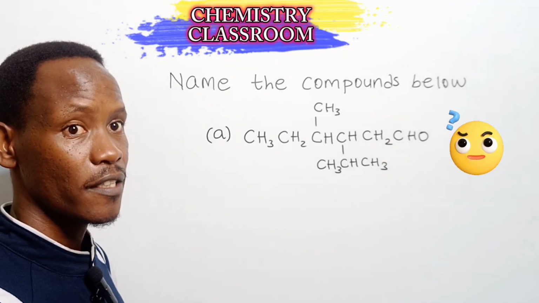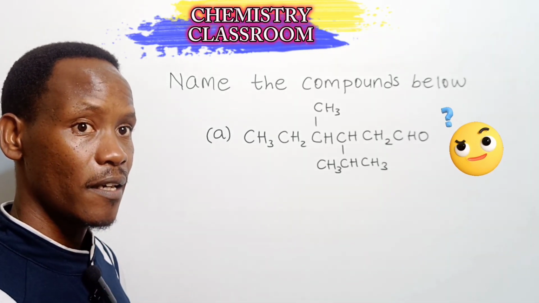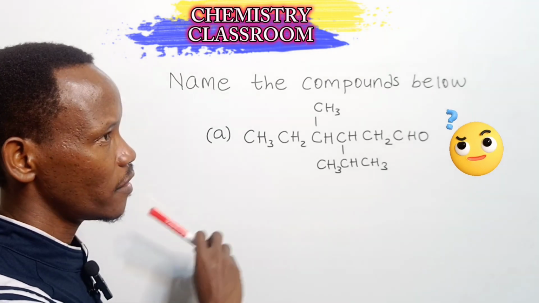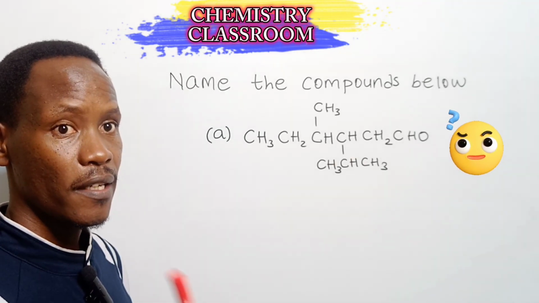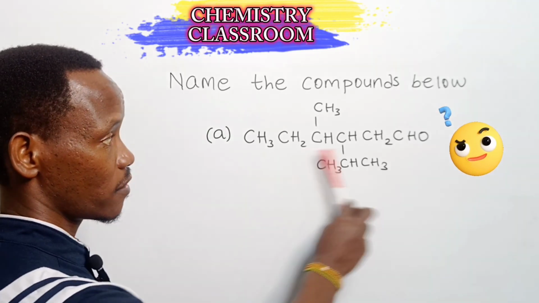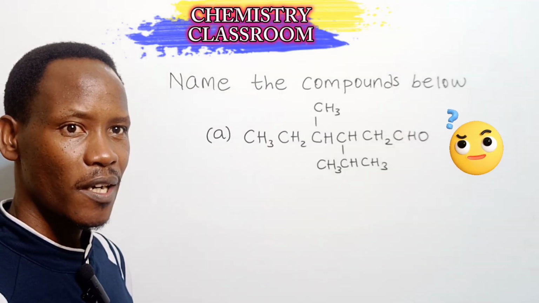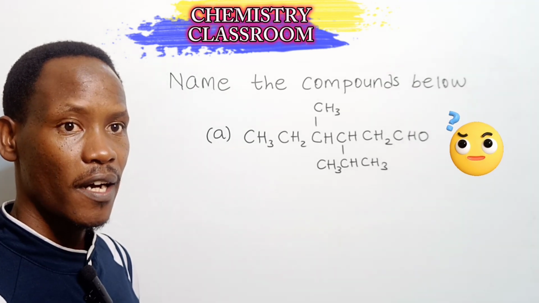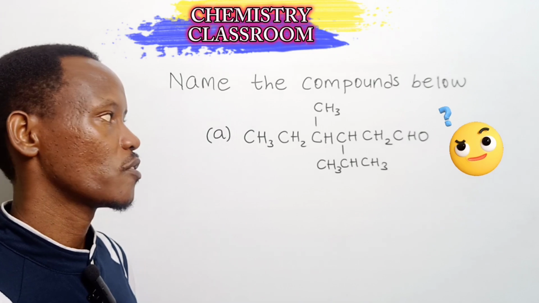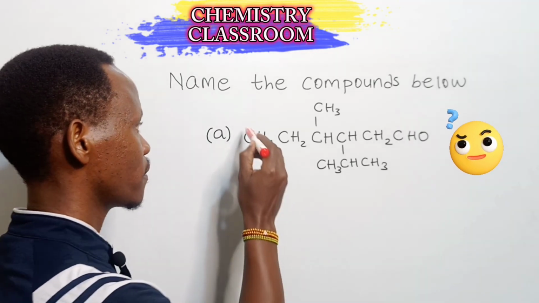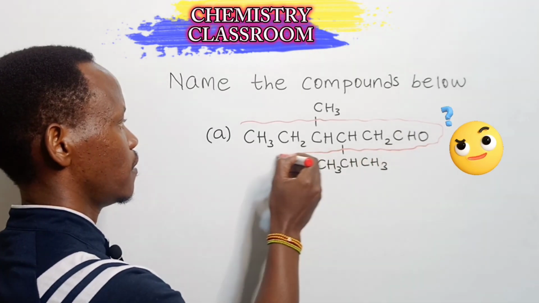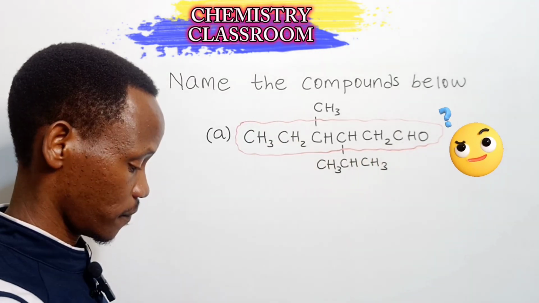That being said, let us proceed to the first guideline and determine the parent chain. The parent chain is always the longest carbon chain in the compound that bears the functional group. As I've always advised you, always traverse the compound and obtain all the possible carbon connections, and the one with the highest number is the one that qualifies to become your parent chain. So without wasting time, this that I have enclosed in faint red ink is our parent chain.